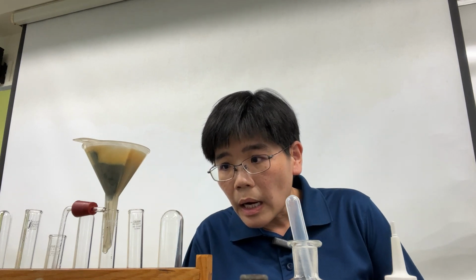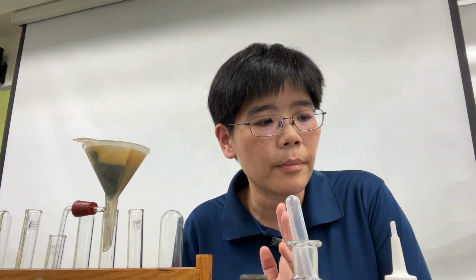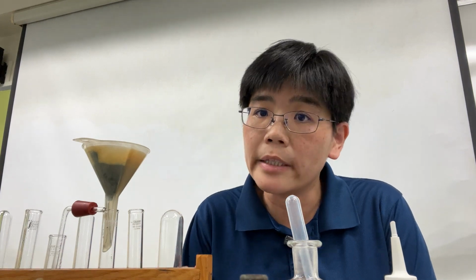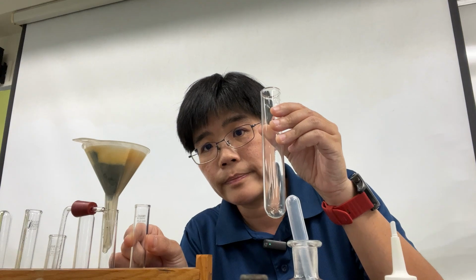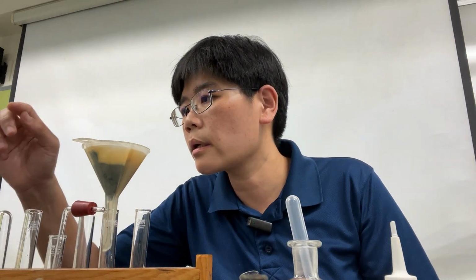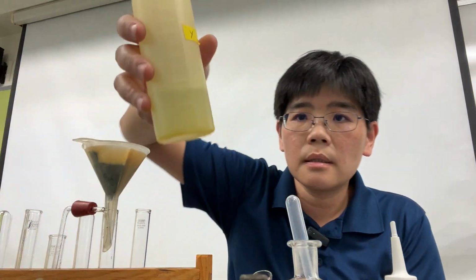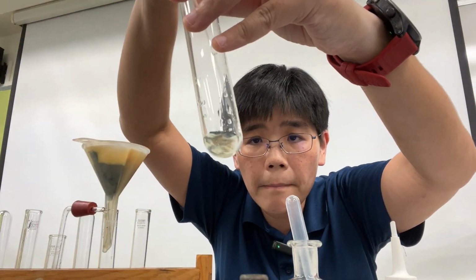So I now go on to part 2. Add about 1 cm depth of solution Y into a boiling tube. The boiling tube is the bigger one, bigger than the test tube. In the boiling tube, add 1 cm depth of Y. This is unknown Y. I add 1 cm depth.